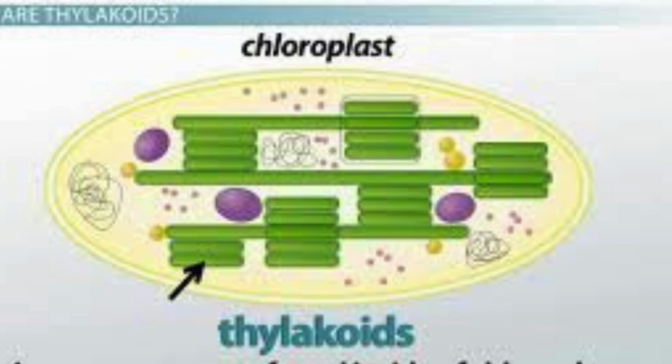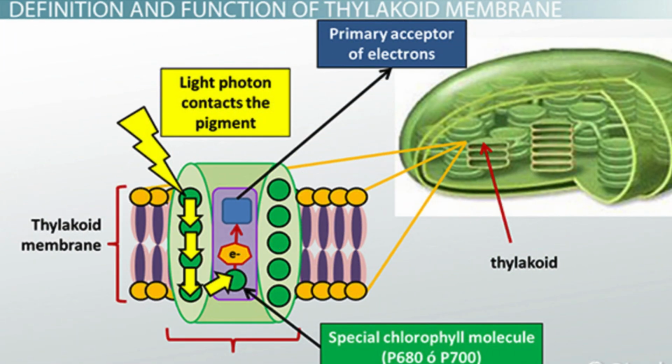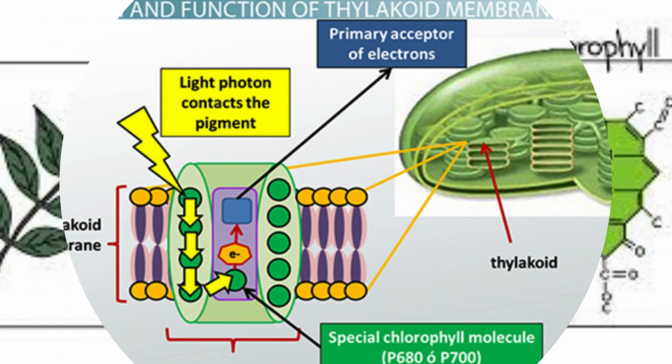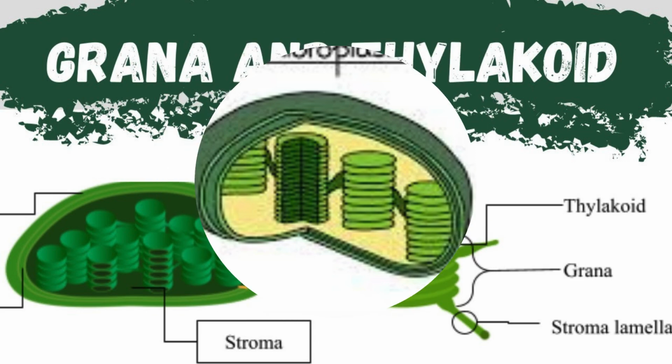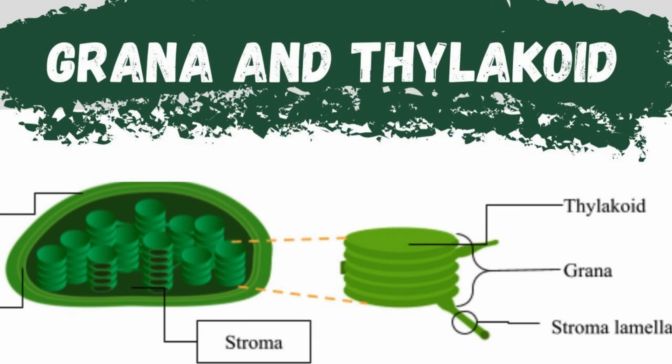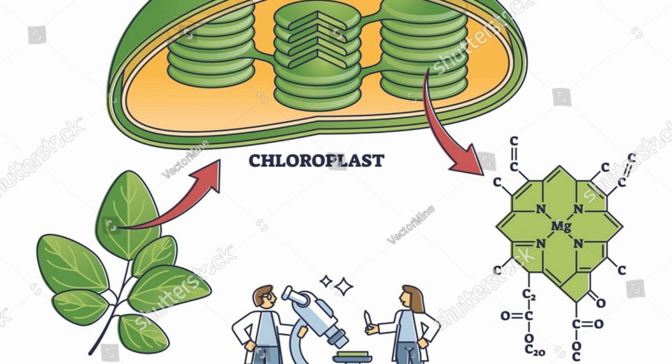Now, let's talk about the thylakoids, which are disc-shaped structures floating in the stroma. These are the sites of the light-dependent reactions of photosynthesis. Thylakoids contain chlorophyll, the green pigment that captures sunlight. They're arranged in stacks called grana, singular, granum. These stacks increase the surface area for light absorption.